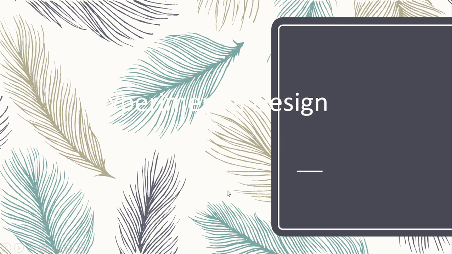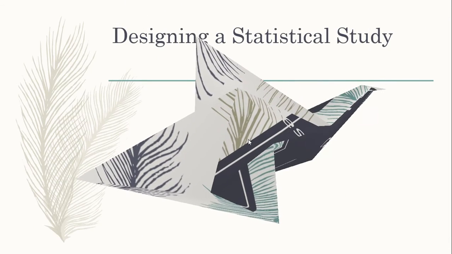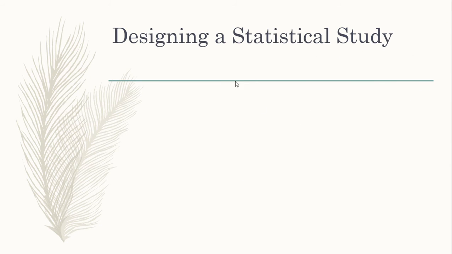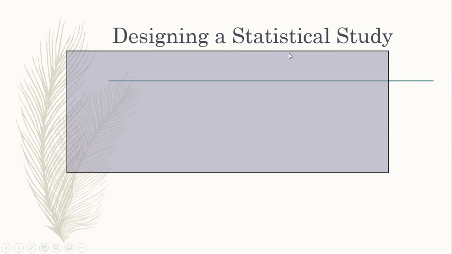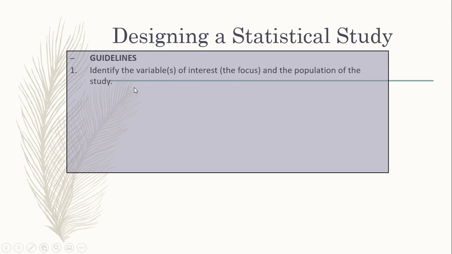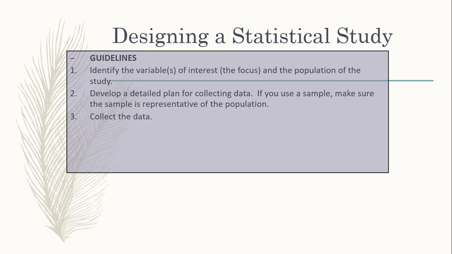So experiment, design. So now we are looking at the designs which must be applied in statistics. So designing a statistical data or study. Guidelines. Number 1, identify the variables of interest, the focus, and the population of the study. So these are guidelines of coming up with a designing statistical study.